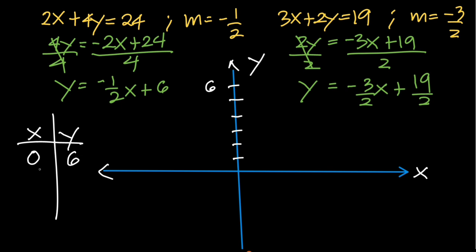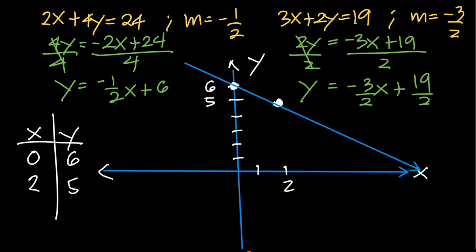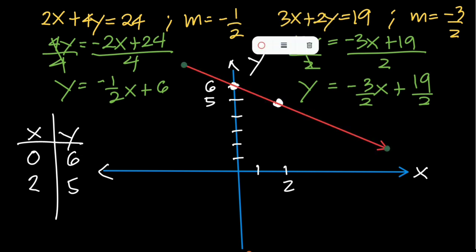When x is 2, y is 5. So the graph would look like this for the first equation. I'll just use red here. So this is the graph of 2x plus 4y equals 24. So that is the graph.